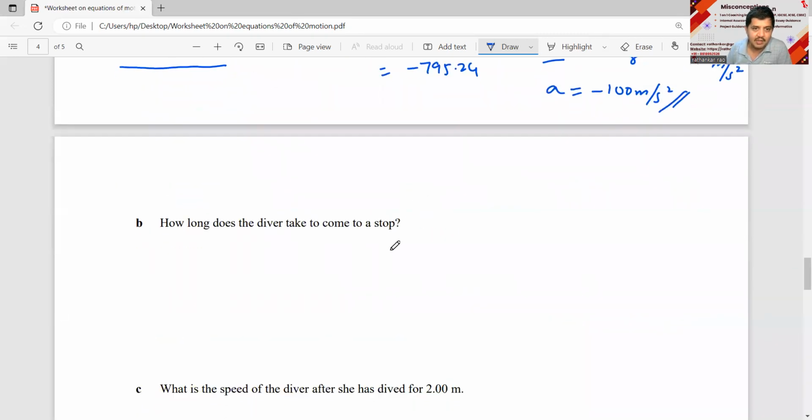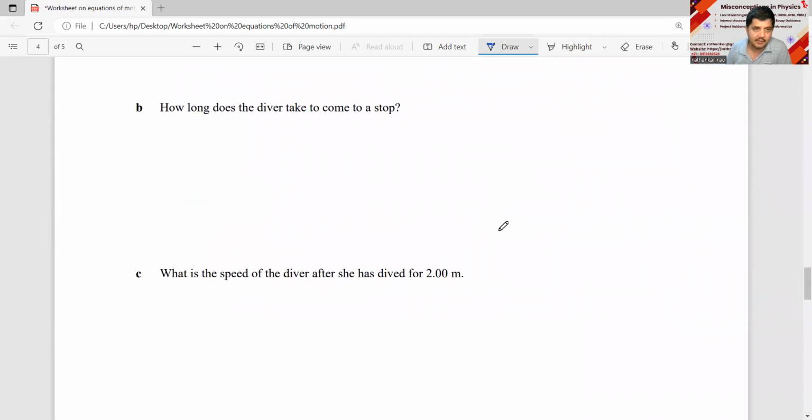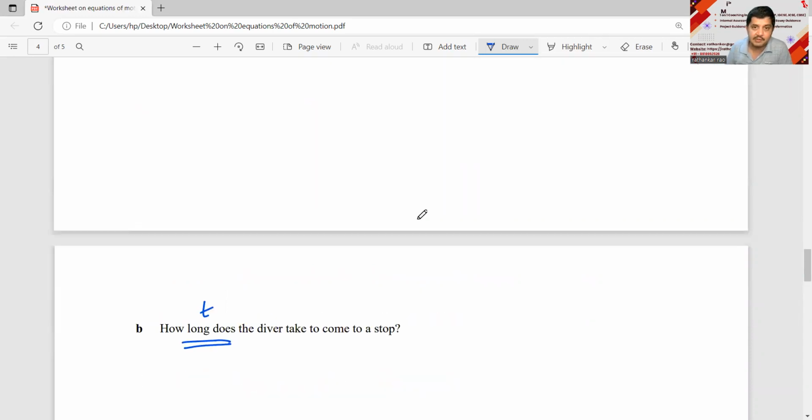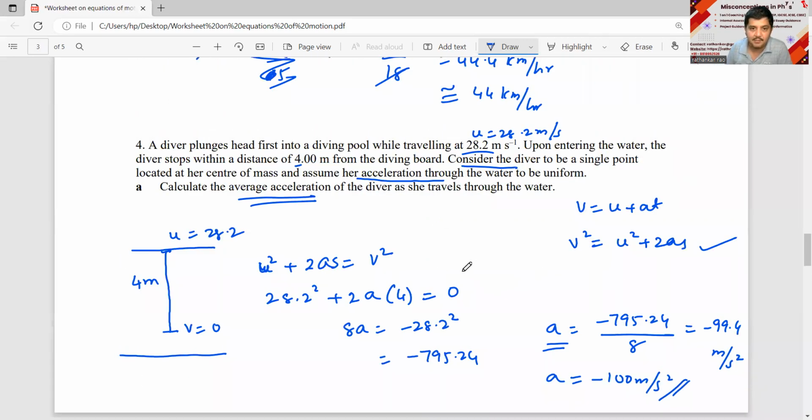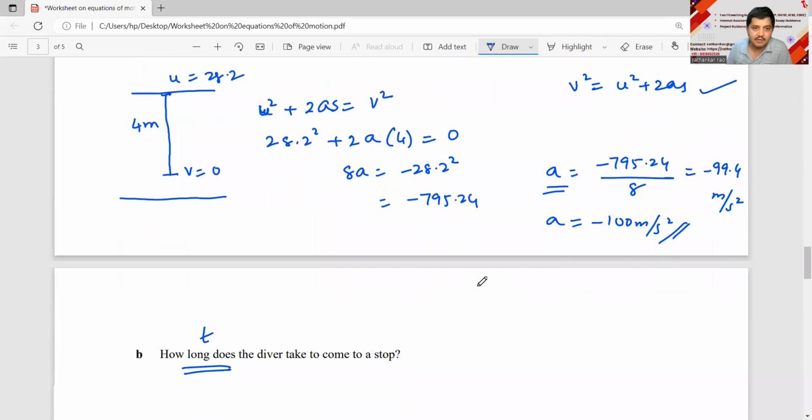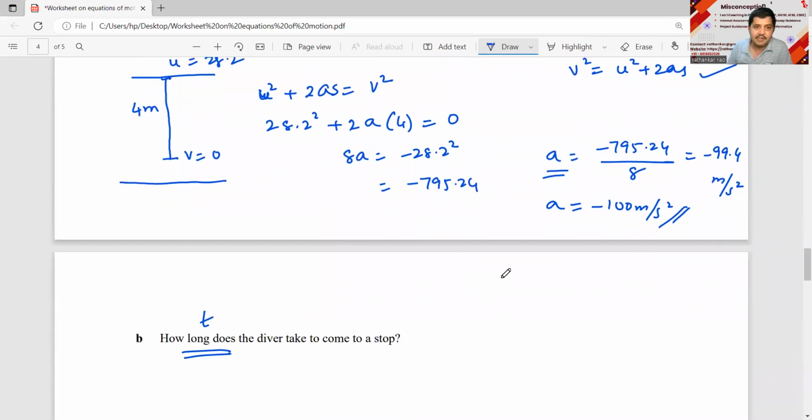Okay. Then how long does a driver take to come to a stop? How long means what? What is the time taken by the driver to come to a stop? Is the time given? No, you need to find the time here, right? Okay, so therefore, now let us find the time. How do you find the time?